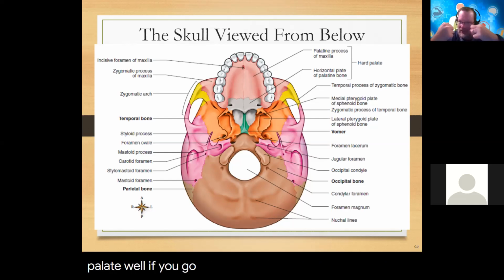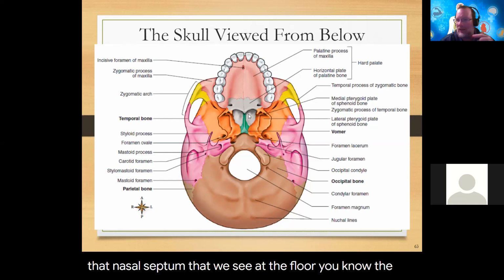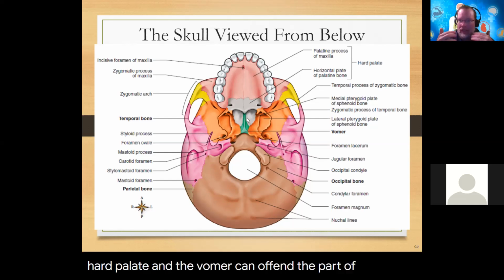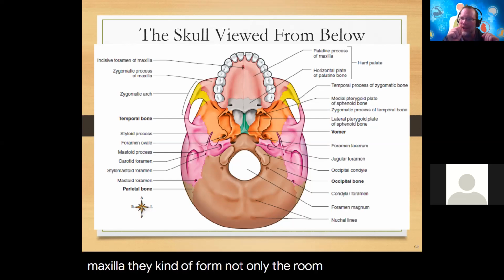Well, if you go past that soft palate, you actually can go up into the nasal cavity. That is this little area right here. So we can end up traveling into the nasal cavity by going beyond and then back up and around. Anyway, the vomer, we'll see coming up, makes up part of that nasal septum. The hard palate, the vomer, and part of the maxilla form not only the roof of the mouth, but also the floor of the nasal cavity.